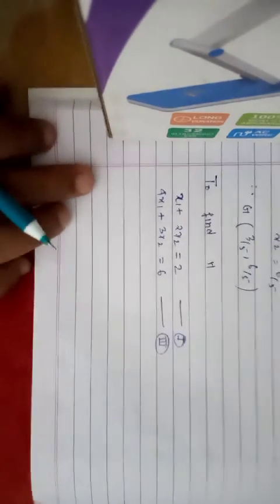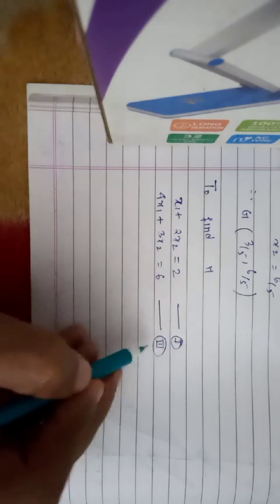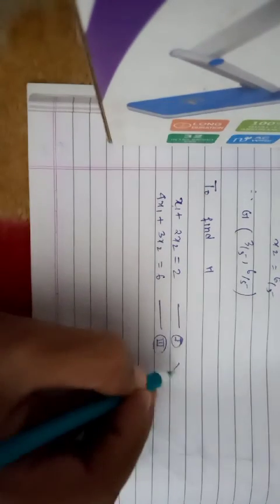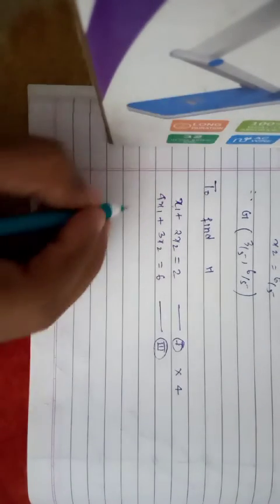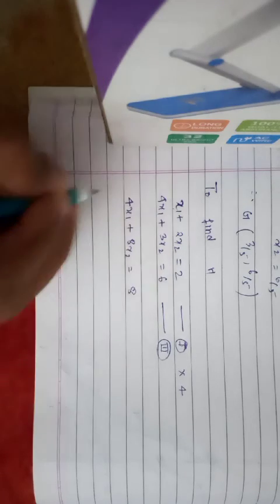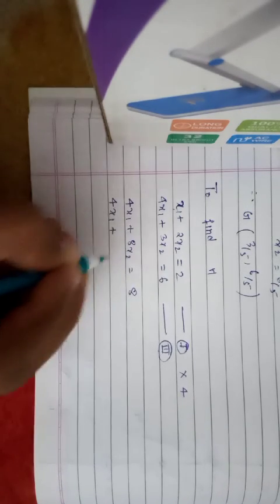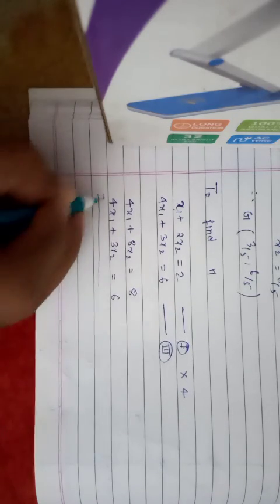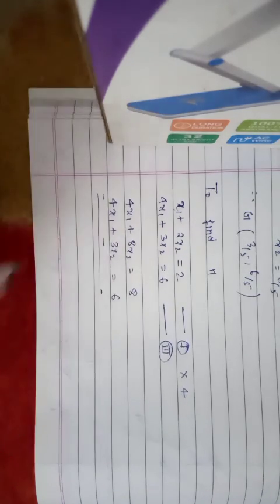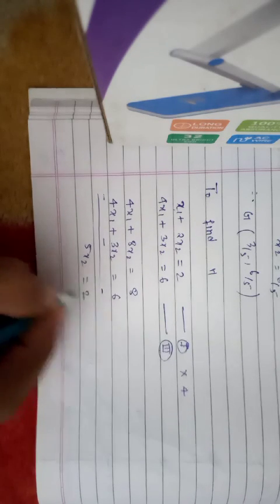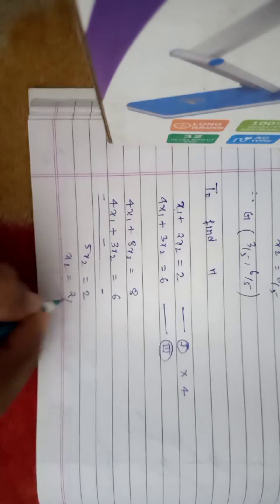Now to find H, H is the intersection of equations 1 and 3, so we need to solve these equations. The coefficient of x1 in equation 3 is 4, so I will multiply equation 1 by 4. This becomes 4x1 plus 8x2 is equal to 8, and the other equation as it is, 4x1 plus 3x2 is equal to 6. Then you subtract, so you will get 5x2 is equal to 2. So x2 is equal to 2 upon 5.